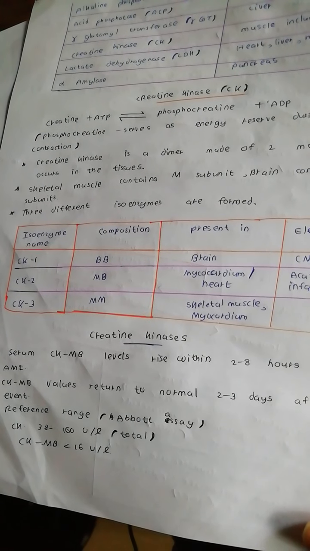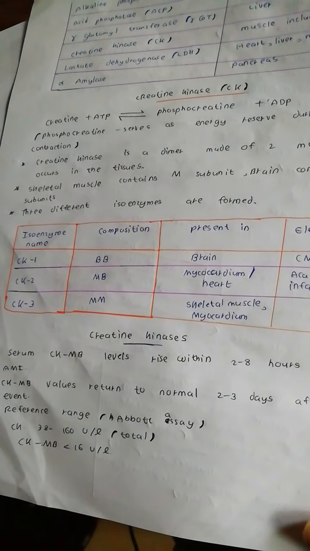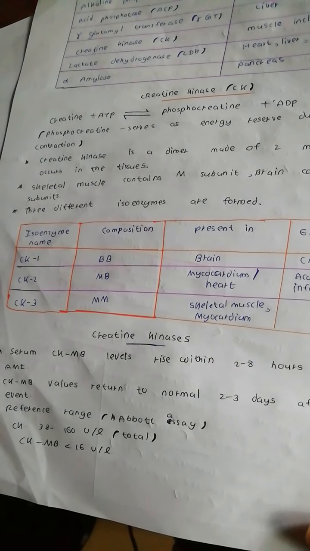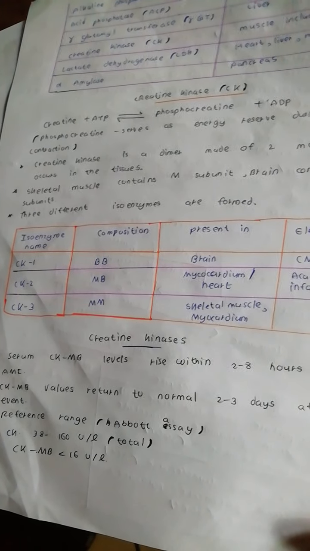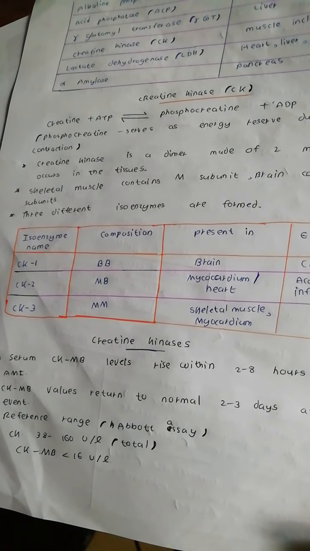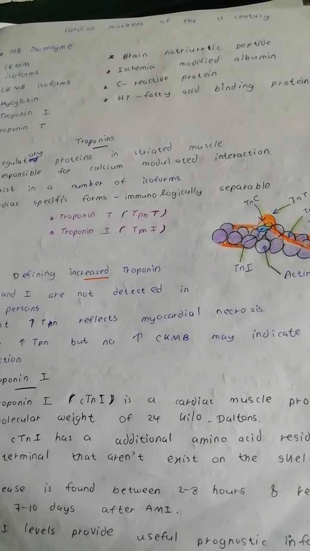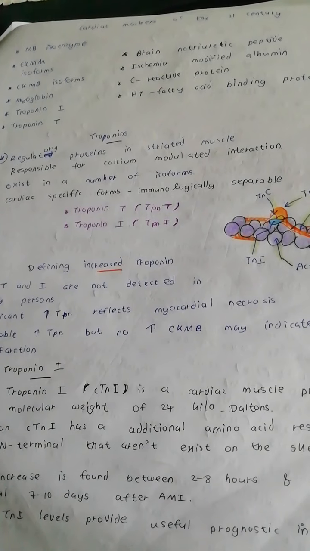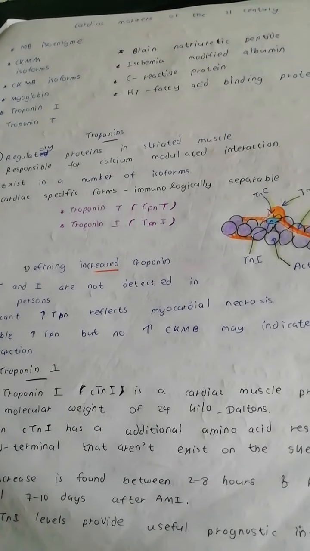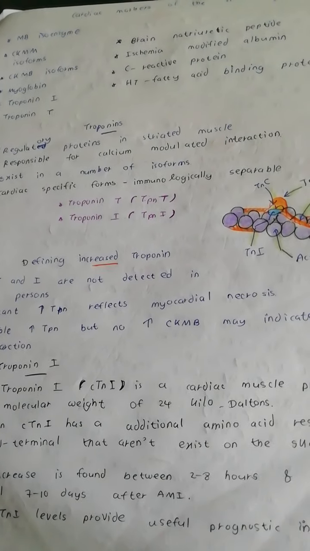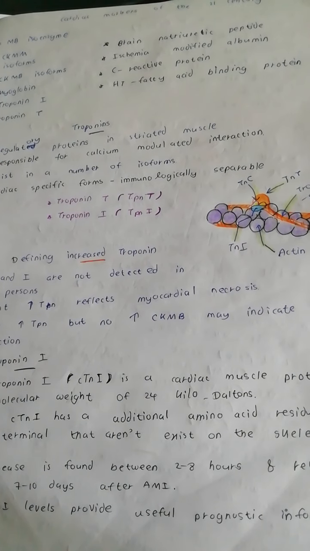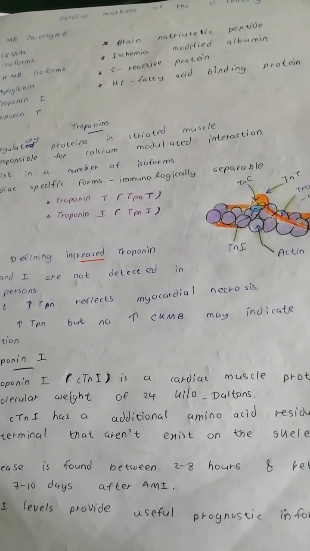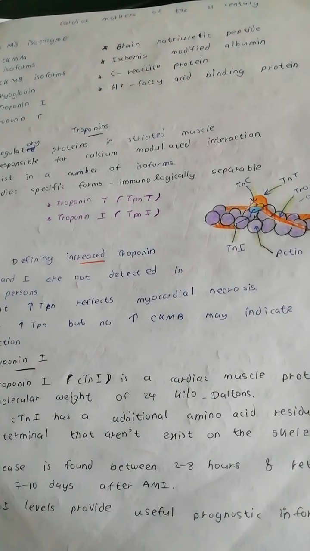Reference range, Abbott assay: CK 38 to 160 units per liter total, CK-MB less than 6 units per liter. Cardiac markers of the 21st century: MB isozymes, CK-MM isoforms, CK-MB isoforms, myoglobin, troponin I, troponin T, brain natriuretic peptide, ischemia modified albumin, C-reactive protein, fatty acid binding protein.